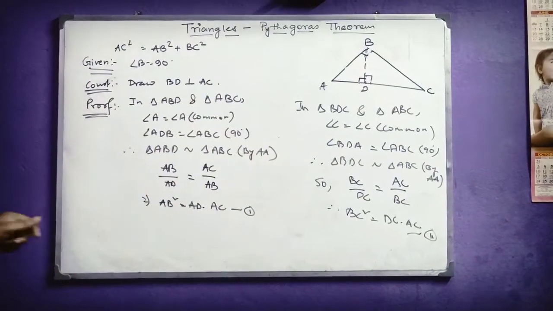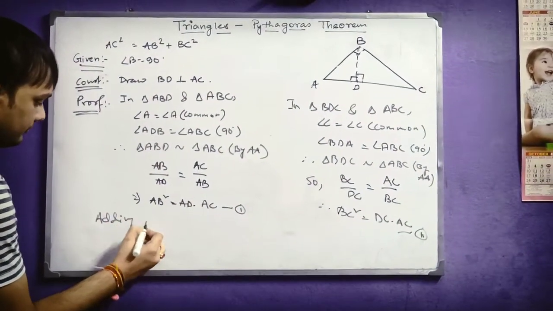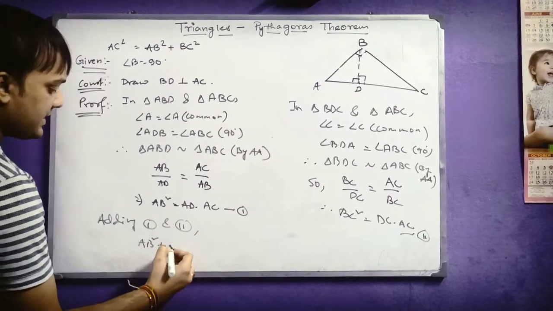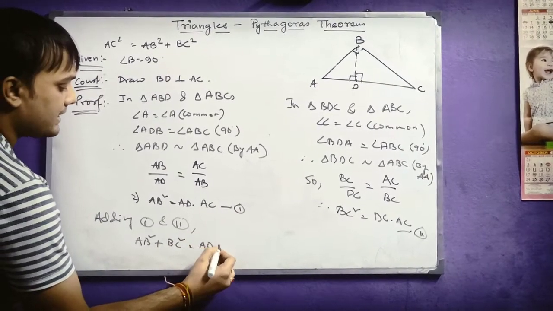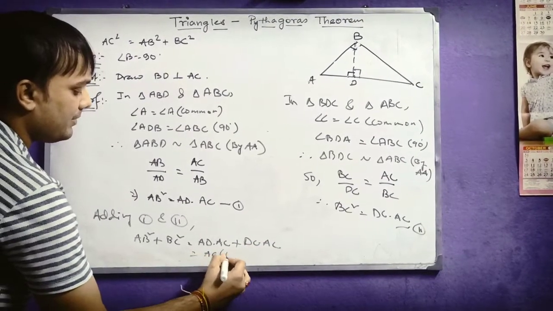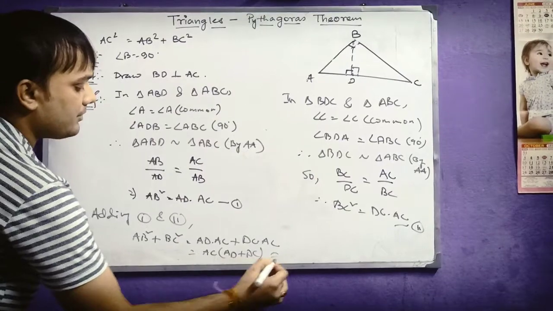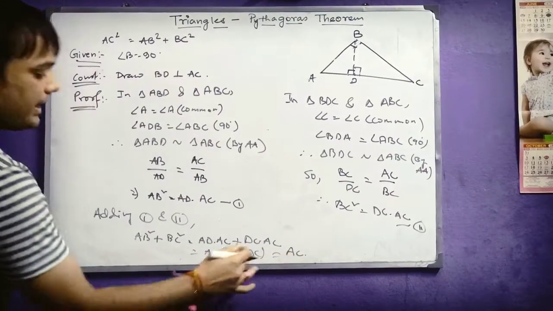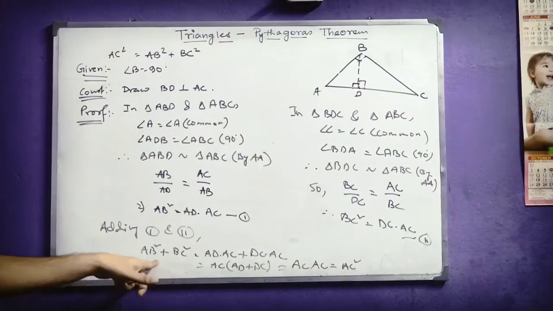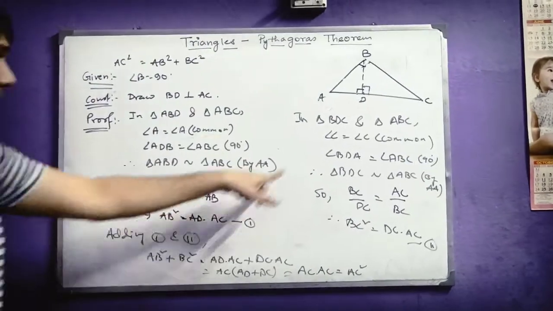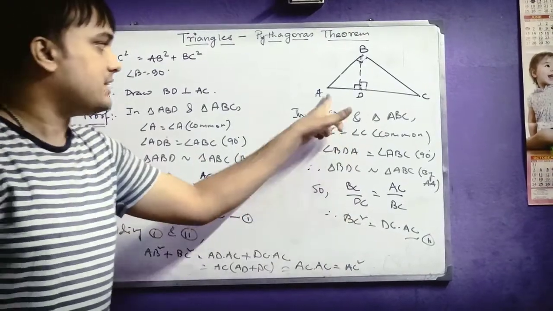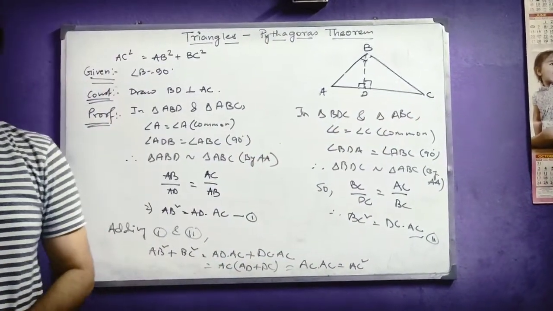Now adding 1 and 2, we get AB square plus BC square is equal to AD dot AC plus DC dot AC. Take AC common, it will be AD plus DC. Now you see AD plus DC is AC. So AC dot AC is equal to AC square. So we get here AB square plus BC square, the sum of the squares of the other two sides of the triangle, is equal to AC square, which is the hypotenuse square. So in this way we can prove the Pythagoras theorem.